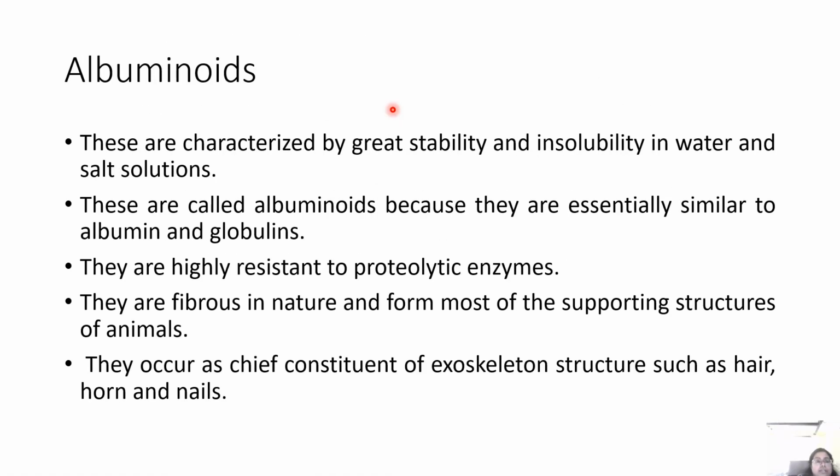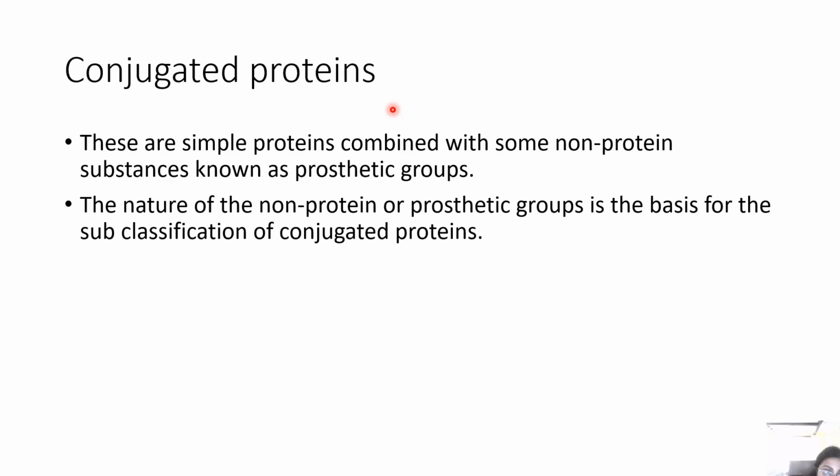Then we have albuminoids. These are characterized by great stability and insolubility in water and salt solutions. They are called albuminoids because they are essentially similar to albumins and globulins. They are highly resistant to proteolytic enzymes. They are fibrous in nature and form most of the supporting structures of animals. They occur as chief constituents of exoskeleton structures such as hair, horns, and nails.